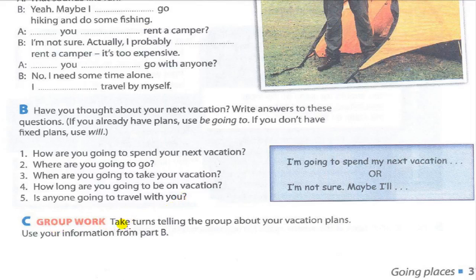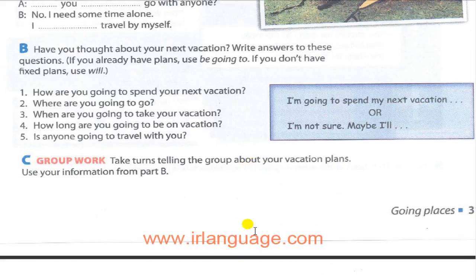Number C, group work. Take turns telling the group about your vacation plans. Use your information from part B. In this exercise, you will ask your friends the questions about the vacation and he will answer. Then you exchange the roles. He will ask you the question and you'll answer.